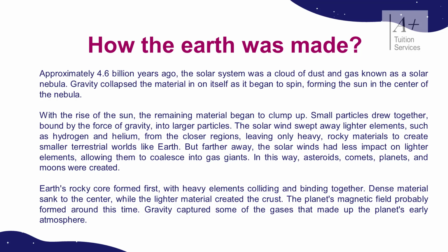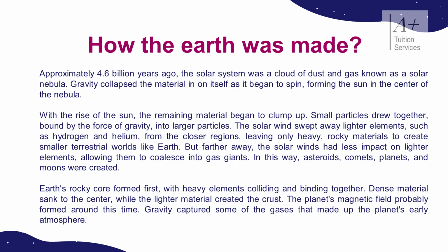So hydrogen and helium are two gases. The solar wind blew them away. And the denser, heavier, rocky material, which couldn't be picked up by the solar wind, was left, and it formed the terrestrial worlds, which are known as Earth and Mars and so forth.